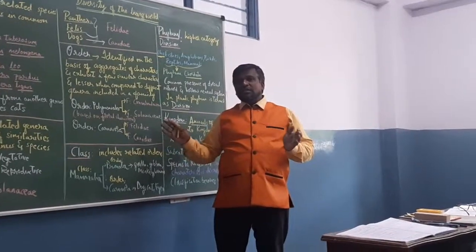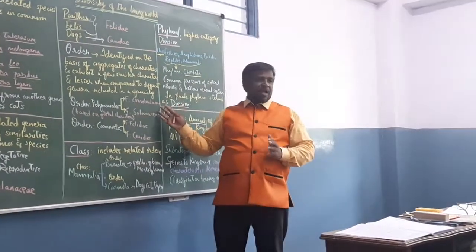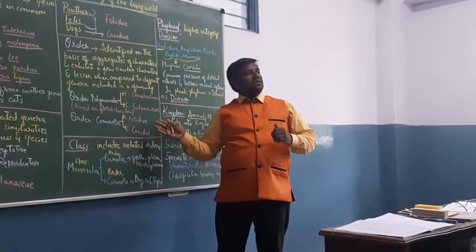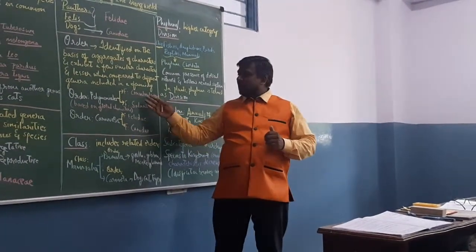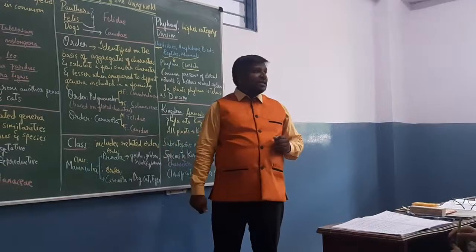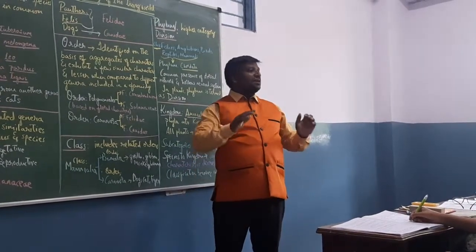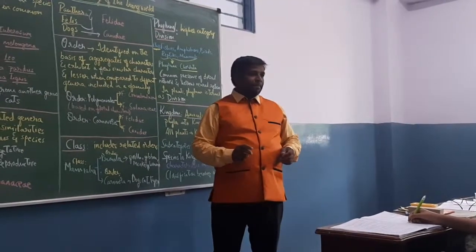So I told you order is a group of related families. What are the families here? Convolvulaceae and Solanaceae. So remember that in the case of order Polymoniales. Now Felidae and Canidae, both of them are carnivores. They are placed under the order Carnivora.